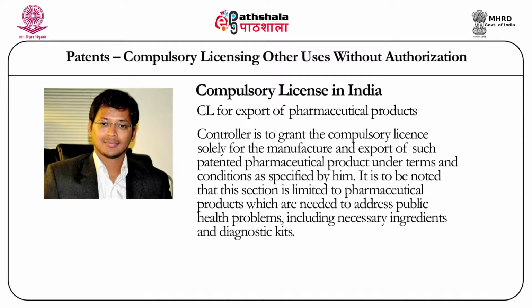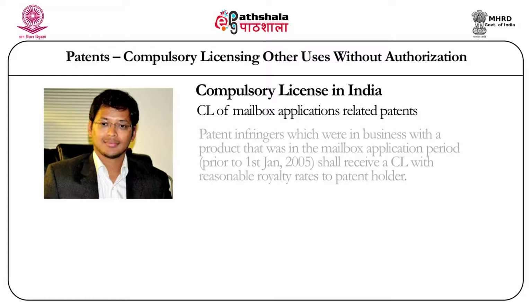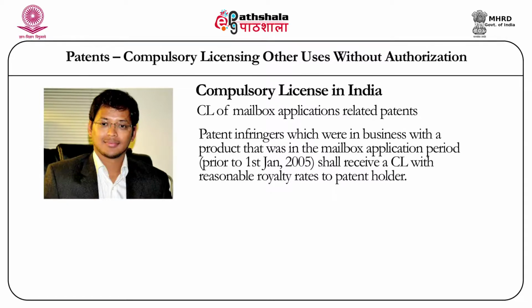The next type of compulsory license finds its application even more limited. This is the compulsory license of mailbox application related patents. Section 11A(7) states that after a patent is granted in respect of an application made under the mailbox system, the patent holder shall be only entitled to receive a reasonable royalty from such enterprises which have made significant investment and were producing and marketing the concerned products prior to January 2005, and which continue to manufacture the products covered by the patent on the date of grant of the patent, and no infringement proceedings shall be instituted against such enterprises.